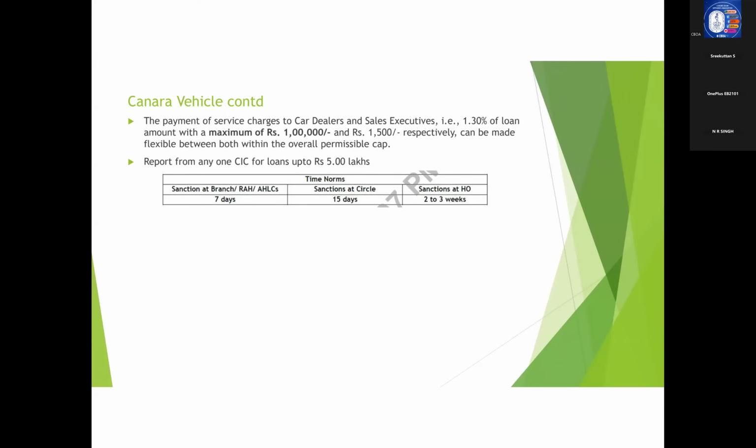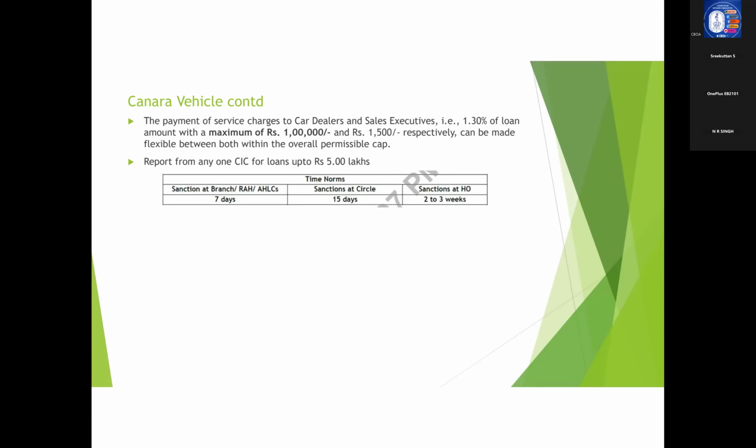Yesterday we saw the CarDekho arrangement. This is the first time our bank has tied up with a corporate vehicle loan DSA, that is CarDekho, Girnar Soft Private Limited. There also the service charge that can be paid was 1.3% of loan amount subject to a maximum of 1 lakh. Here, additionally, if you are giving commission to the car dealer and their executive, the incentive payable is 1.3% subject to a maximum of 1 lakh and 1,500 for sales executive.